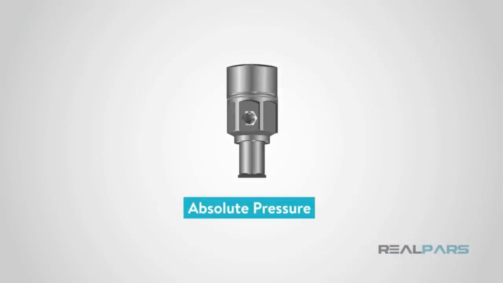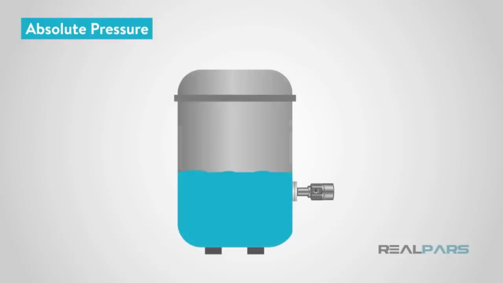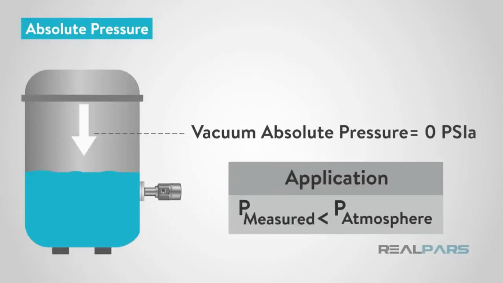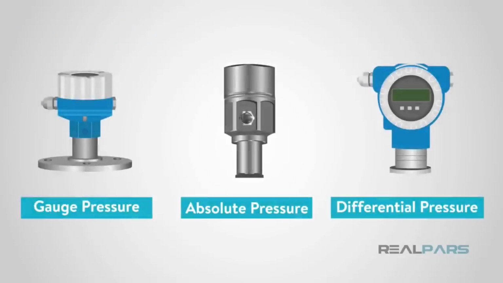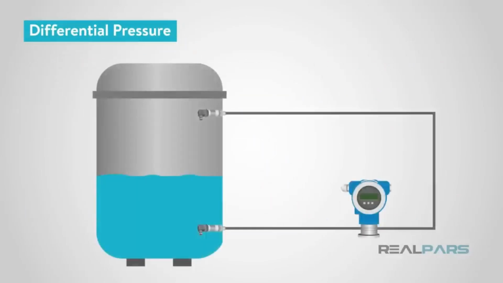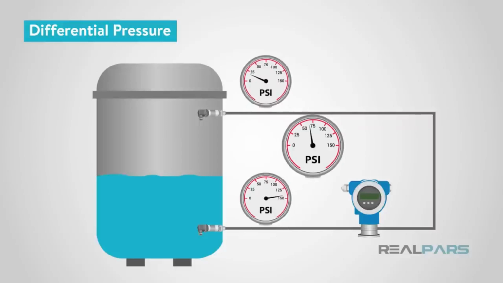The next type is absolute pressure. Simply put, this is the pressure as measured against absolute vacuum. A full vacuum will have an absolute pressure of 0 psi-A and increase from there. If you need to read a pressure that is lower than atmospheric pressure, this is the type of sensor you would use. The last type that is commonly monitored in the industry is differential pressure. This is exactly what it sounds like, the difference between two pressures, a pressure being measured and a reference pressure.